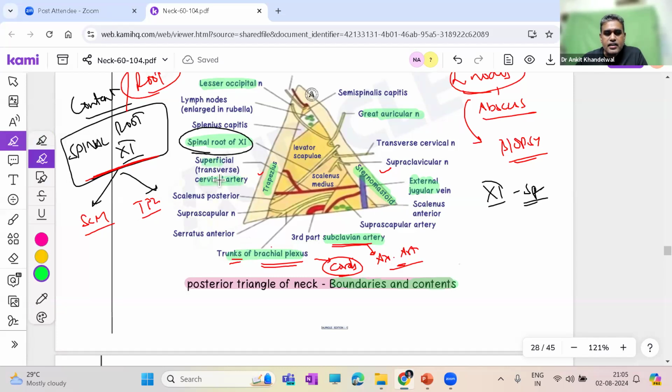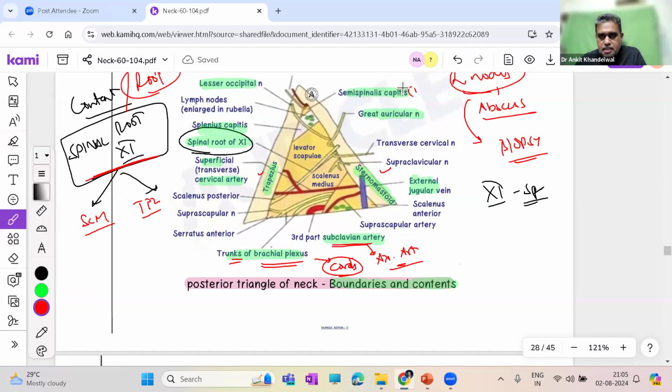You have the superficial arteries, right? You have the splenius capitis. These are all the muscles forming the floor. From top, if you start, you have the semispinalis capitis. Then you have the splenius capitis. Then you have the third muscle over here, levator scapulae. Then you have scalenus medius over here, fourth muscle.